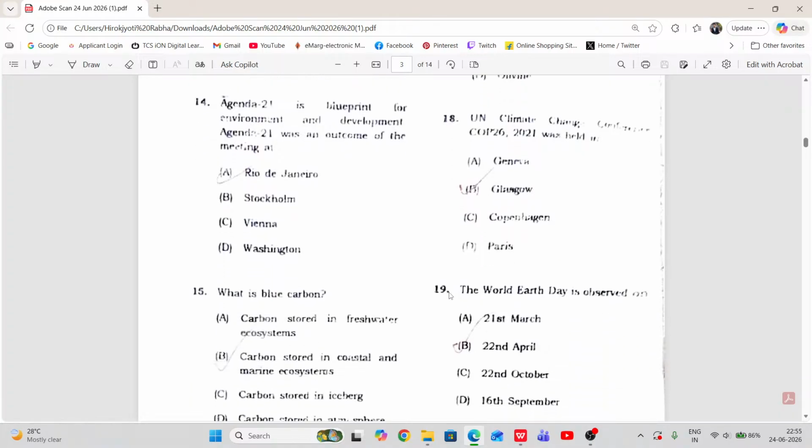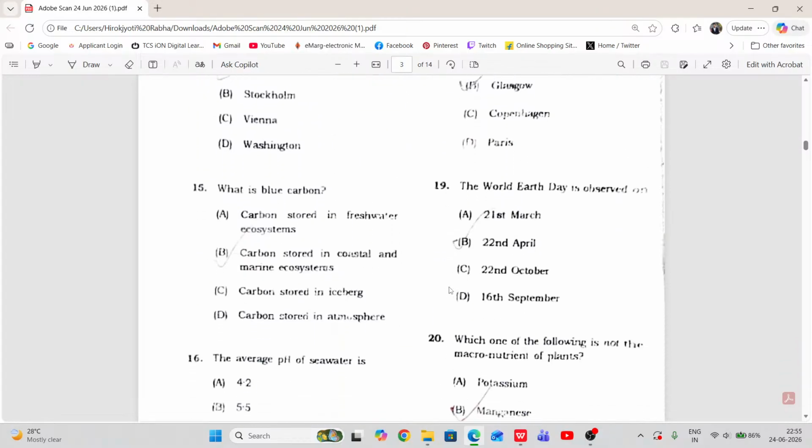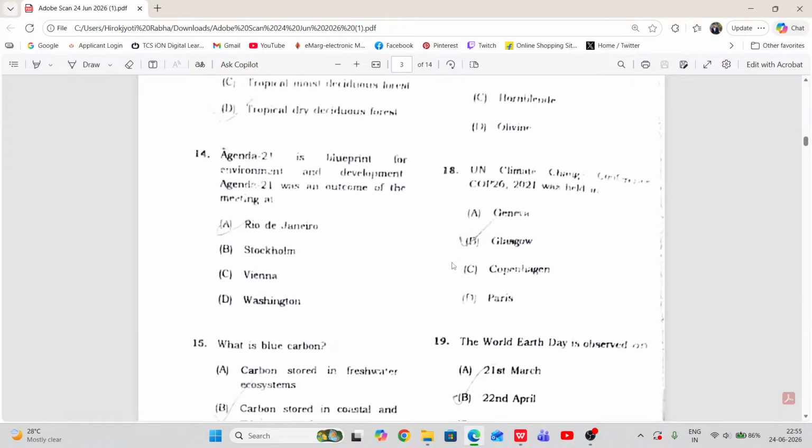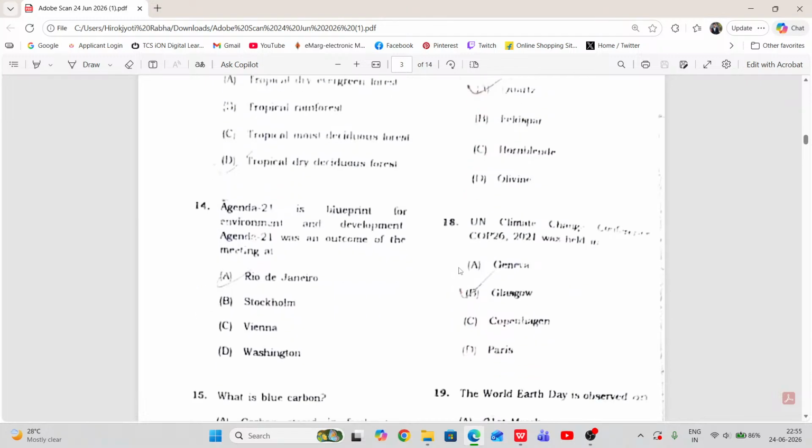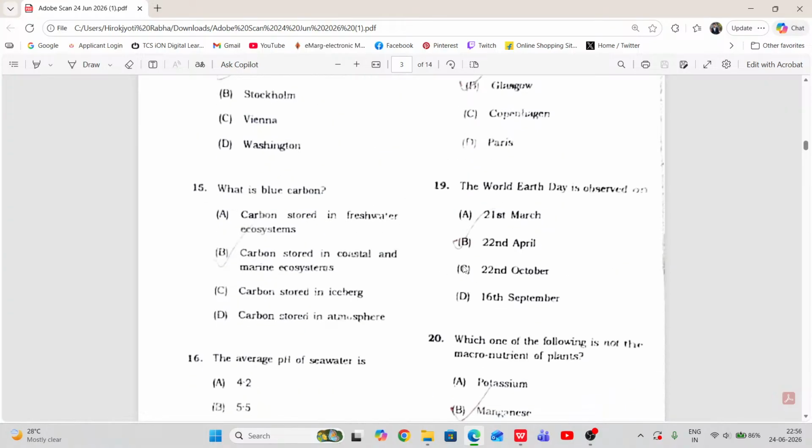What is blue carbon? Carbon stored in coastal and marine ecosystems. The average pH of seawater is 8. What is the most stable mineral, quartz? UN Climate Change Conference COP26 was held in Glasgow. World Earth Day is observed on 22nd April. Which one of the following is not a macronutrient? Manganese.